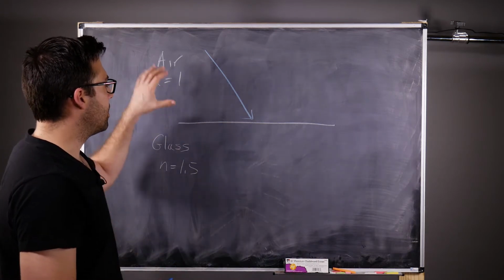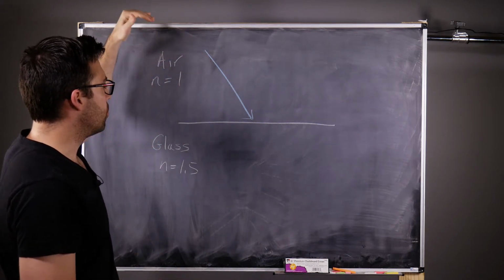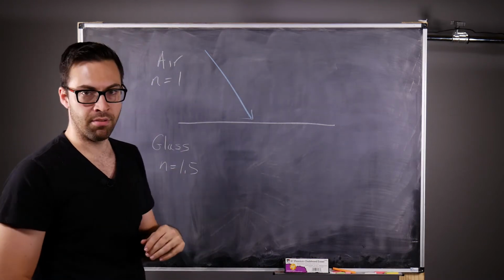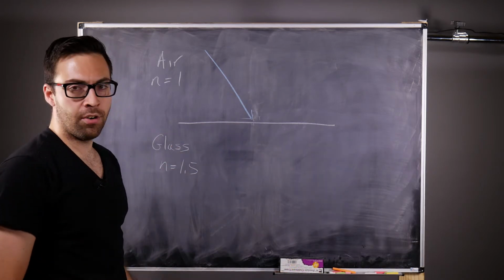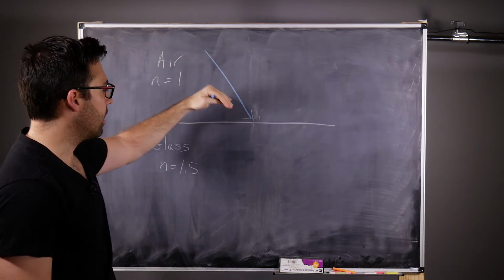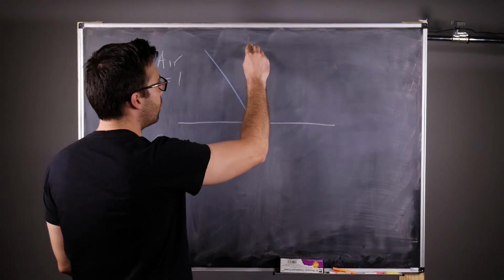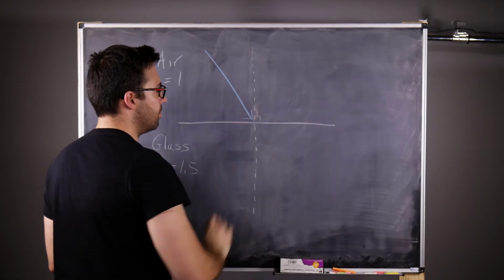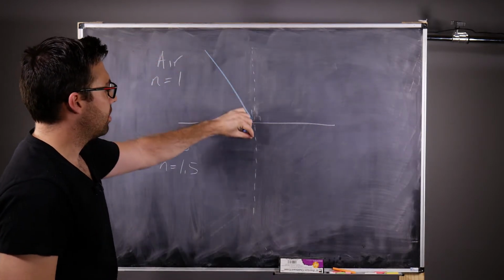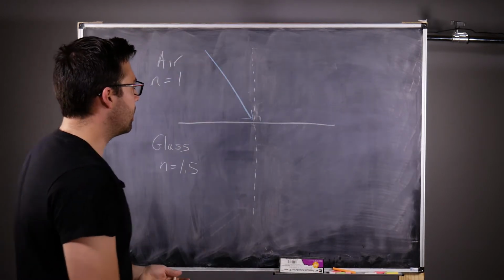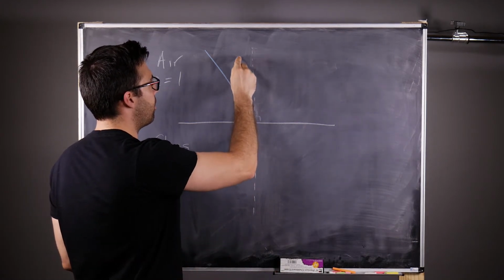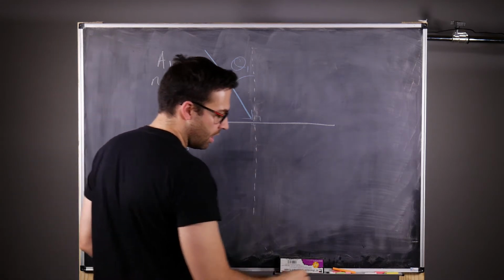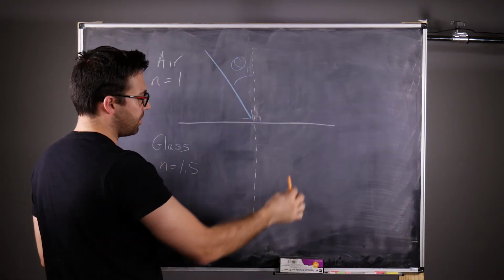So what's happening is that the light moving through the air is going to interact with a surface that has a higher index of refraction. In order to study the interaction between light as it goes from air to a glass surface, we're going to draw a normal line. This is just a perpendicular line to this surface. If we have this light beam coming in, we're going to call this angle theta 1. What we're curious about is what happens to the light as it leaves this surface.